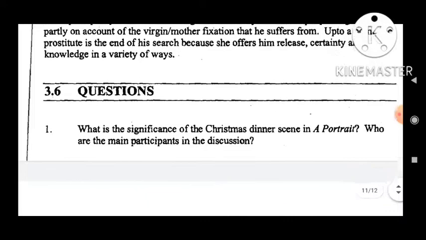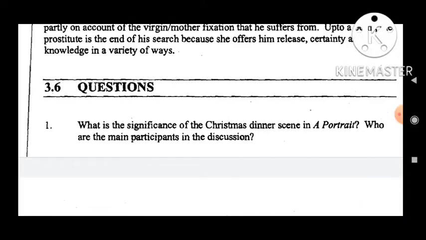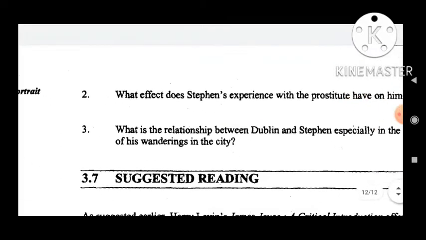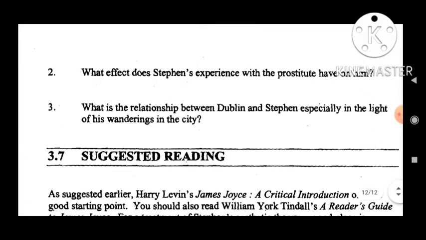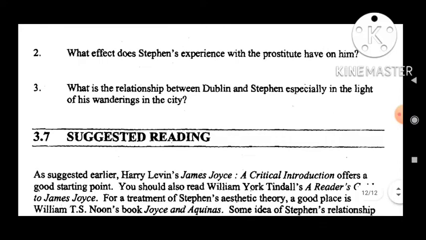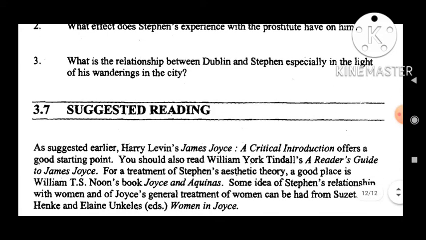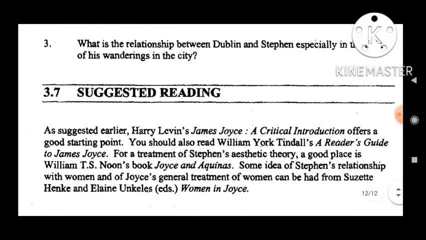So here are the questions. What is the significance of the Christmas dinner scene in A Portrait? Who are the main participants in the discussion? What effect does Stephen's experience with the prostitute have on him? What is the relationship between Dublin and Stephen, especially in the light of his wanderings in the city?